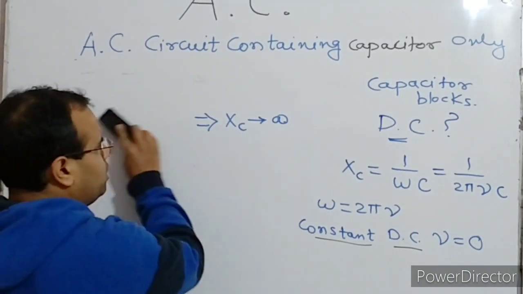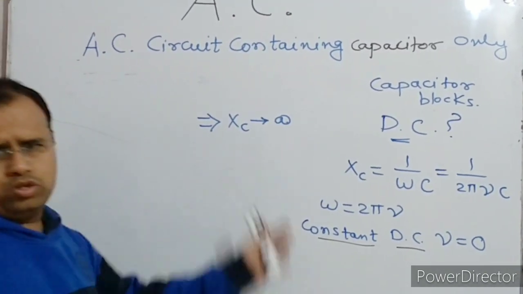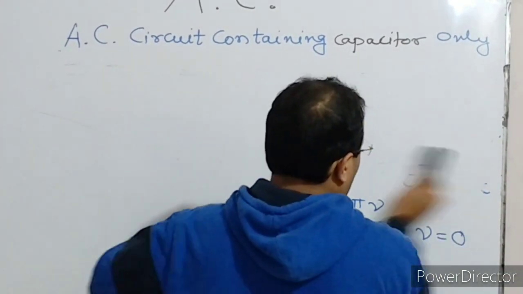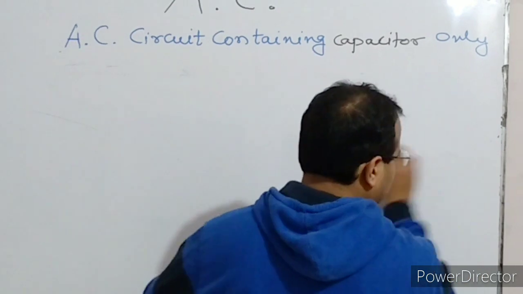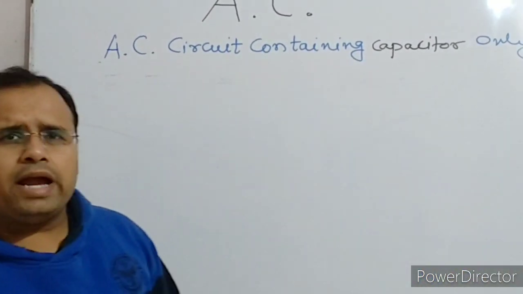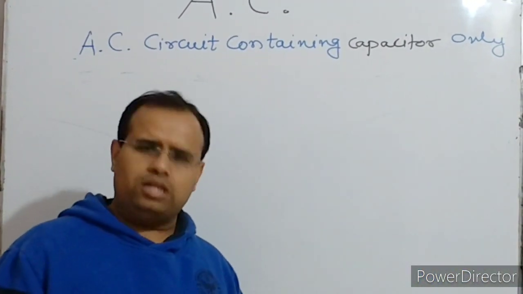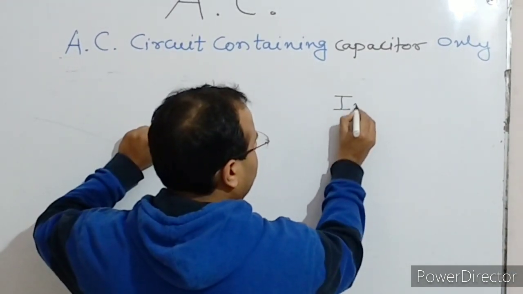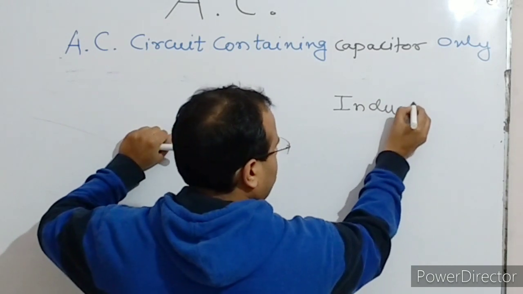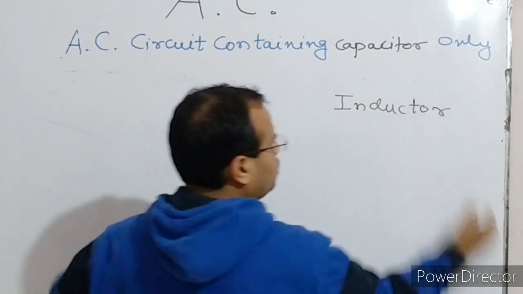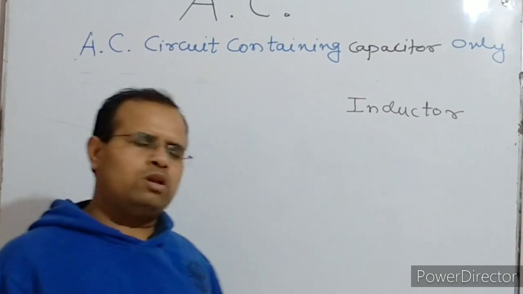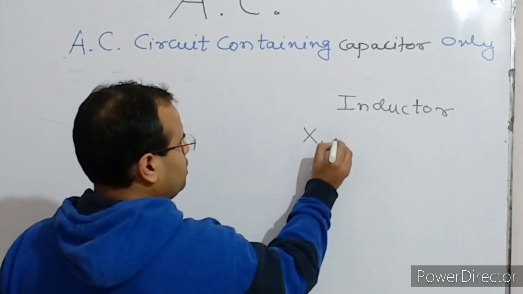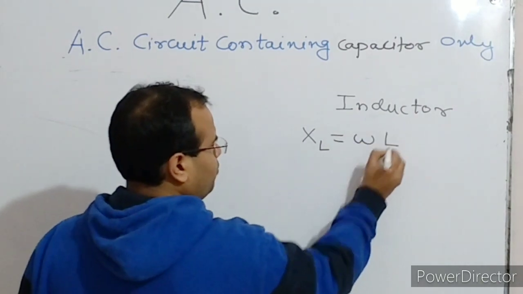One more question generally asked, I hope you have written this, is why the inductor behaves as an ideal conductor in a DC circuit. So why is an inductor an ideal conductor? So for the inductor, when you are doing the expression for inductive reactance, we derived that XL is equal to omega L.